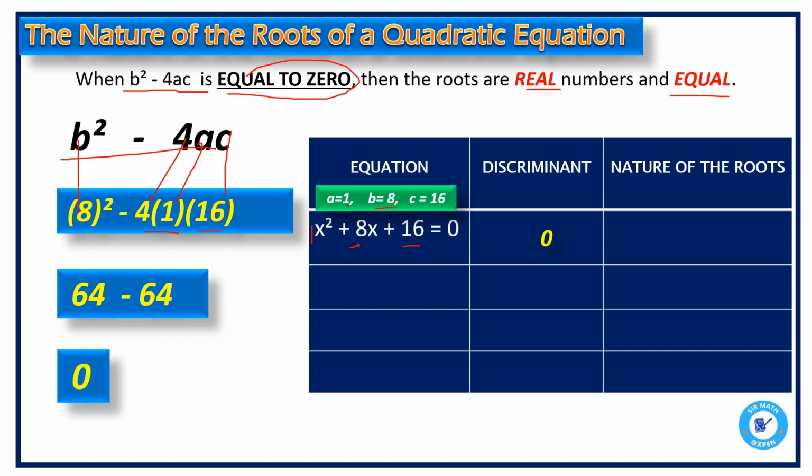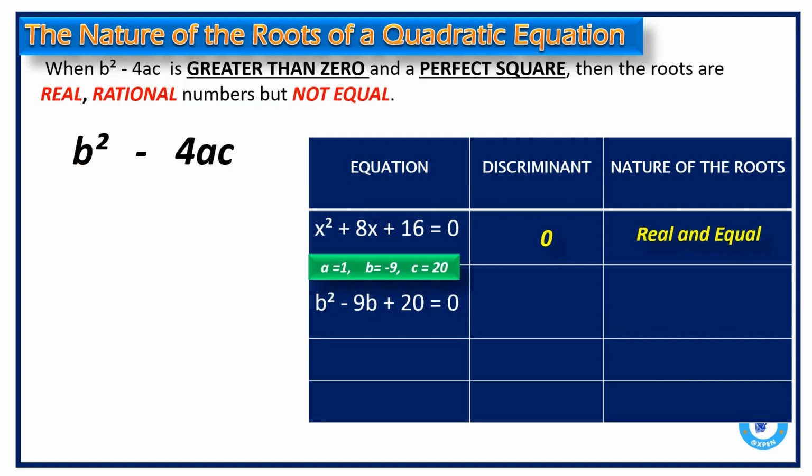Kaya ang ating maging discriminant is equal to 0. Ayon sa kanya, pag ang discriminant is equal to 0, the nature of the roots is real numbers and equal. So that is your nature. Let's take example number 2.